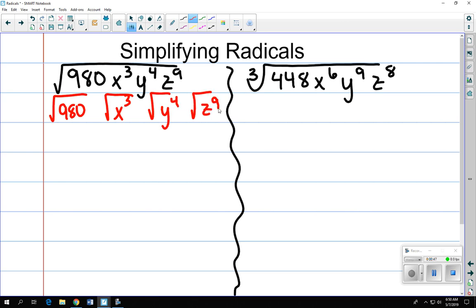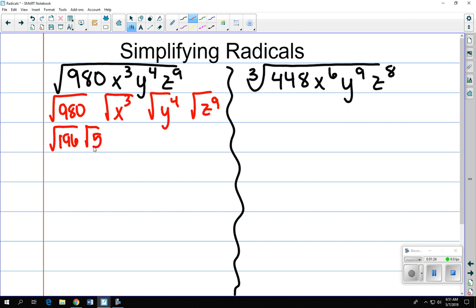When I start off with my numbers, for example, the square root of 980, I am looking for the largest perfect square that can be multiplied or divided into that number. So for this example, I see that I'm going to use the square root of 196 and the square root of 5. Now I have variables here with exponents. When you have a square root, you are looking at the index to determine what you're going to divide the exponent by. So here there is no index, which means that we assume that it's 2, and we're going to divide each of the exponents by 2.